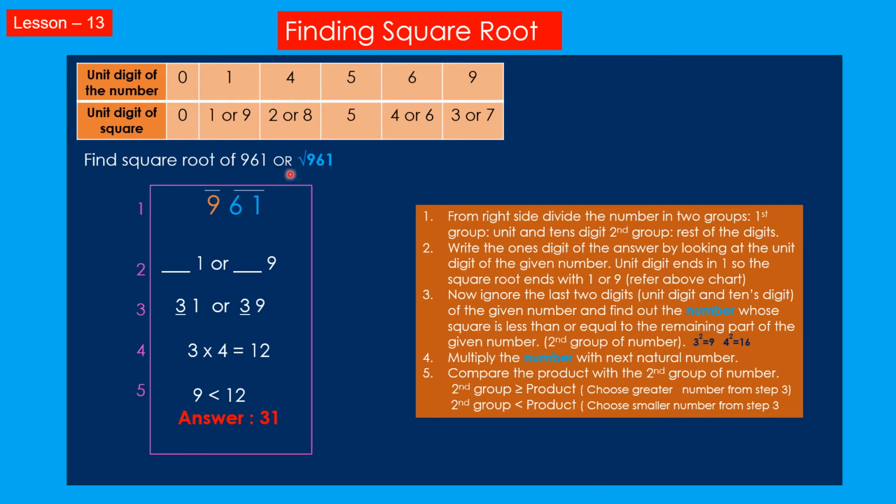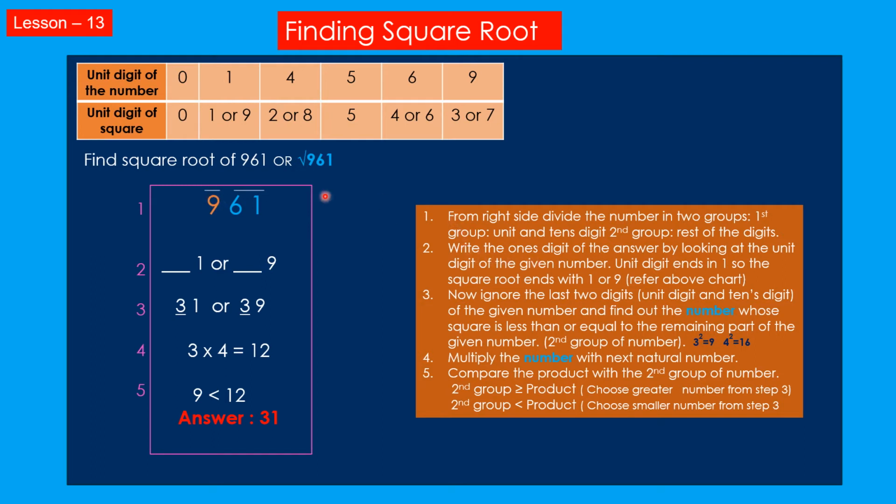Find the square root of 961. First step, you divide the number into two groups. From the right side, divide the number into two groups, with the unit and tens digit as your group 1. So 61 we consider as group 1. We put a bar on that. And the rest of the digit here is 9. That is your second group.